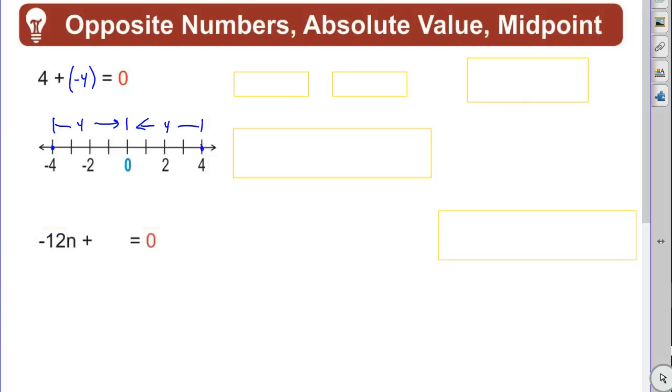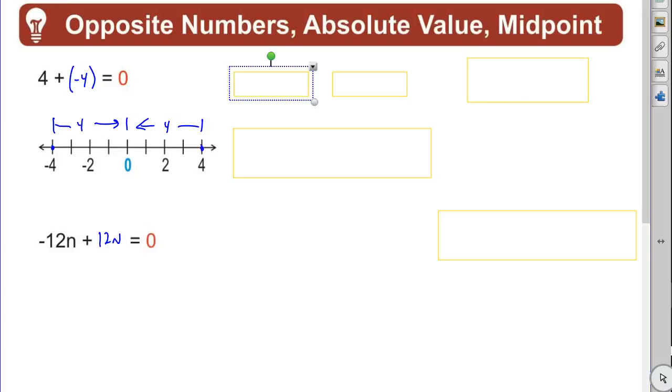All right, so what's the opposite of -12n? Well, it's got to be a positive 12n, right? The opposite of -12n is going to be a positive 12n. Opposite numbers. Notice they have the same value. One's positive, one is negative.